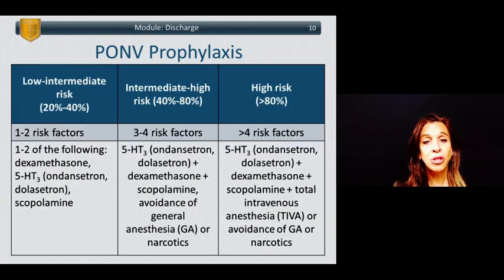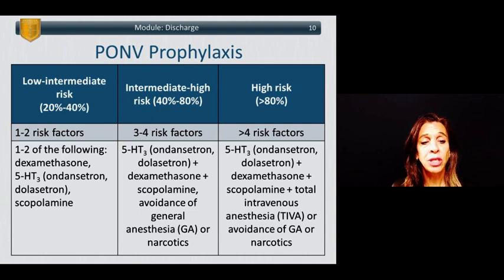So post-op nausea and vomiting prophylaxis should be given based on the patient's risk for post-op nausea and vomiting. Patients considered at low to intermediate risk typically still have an incidence of nausea and vomiting of 20 to 40%. Patients at intermediate to high risk have about a 40 to 80% chance of having post-op nausea and vomiting. Those at the highest risk, more than 80% of them will vomit.